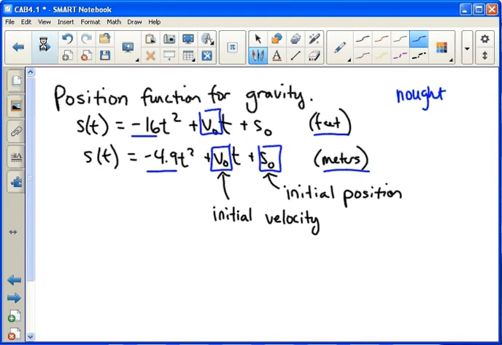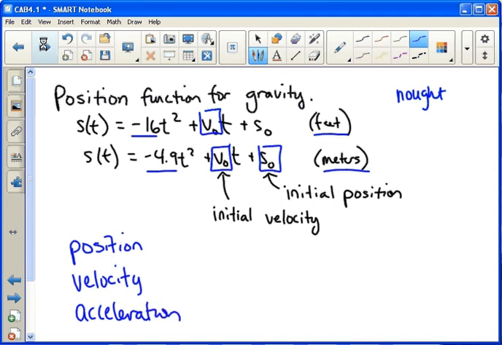And I mentioned at the very beginning that we talk about how position, velocity, and acceleration are related to each other. Well, it turns out that if position is your original function, then the velocity is your first derivative, and the acceleration is the second derivative.